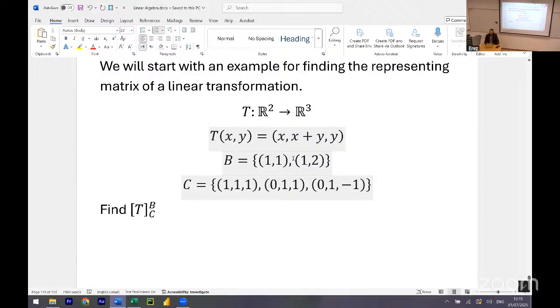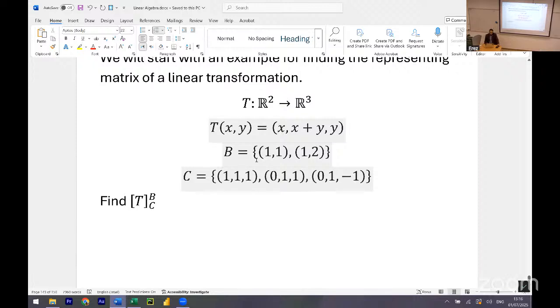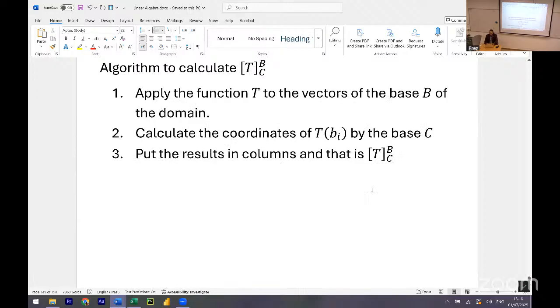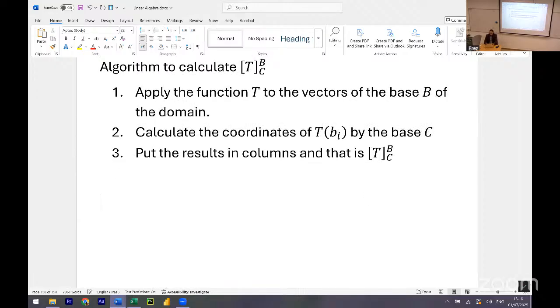But like I said, you need to be able to do it for any base, because sometimes for other bases the matrix becomes nicer. It's a better representation of the function. But for now, I chose a random base. It's definitely not the easiest one, on purpose. So now let us solve the question above.